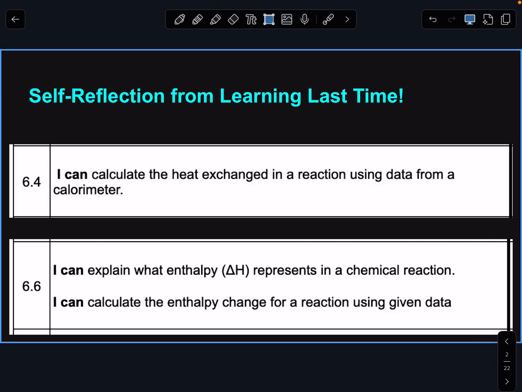Physical, if you didn't write it down last time on your assignment packet. Do you feel like you can calculate the heat exchange and reaction using data from calorimetry? So that is calculating Q. Do you feel like you've mastered that objective? Do you feel like you need more help with it? Where do you feel? Give yourself a quick marking.